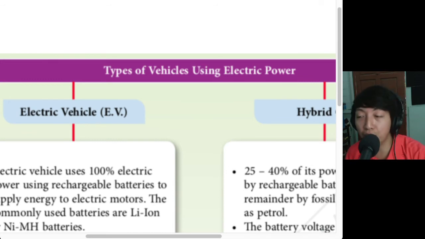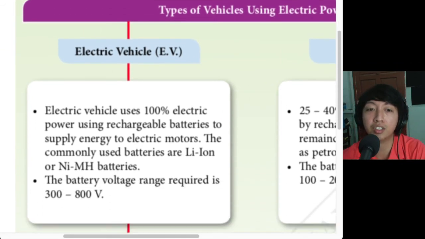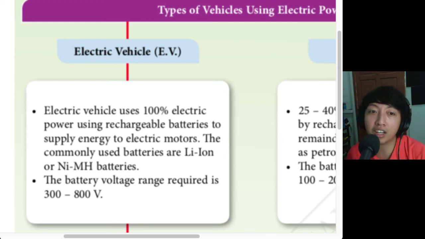Nowadays, especially with companies like Tesla, which I guess is the most famous electric car brand, other companies also have electric vehicles. Basically, we have two types of electric vehicles. First, those that use 100% battery power, with rechargeable batteries supplying energy to electric motors. Usually they use lithium or NiCad batteries. You need a high voltage for electric cars, like 300 to 800 volts.